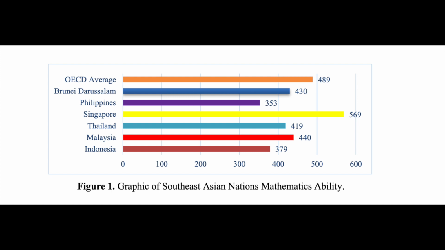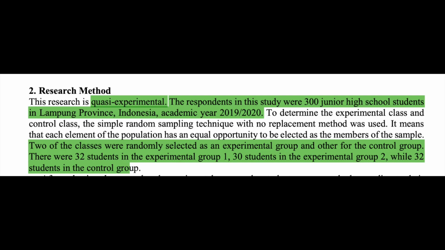Now, in section 2, which is the research methodology, this section provides the information on the overall structure of the study. This section should inform you on the who, what, and when of the study.